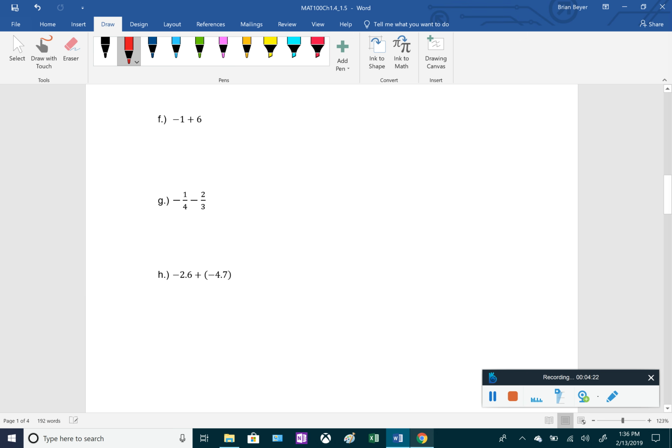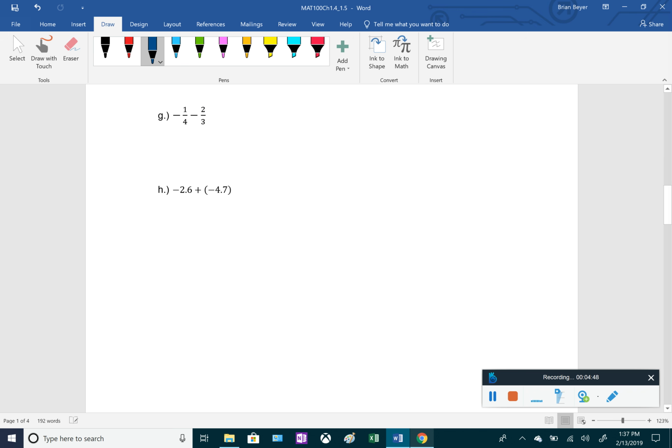Okay, I'll do 3 more here. So -1 plus 6. I won't draw the number line out this time. I'm going to say this is going to be 6 plus -1, or just 6 minus 1. So this is going to be 5. If you wanted to do it the other way with the number line, like I did before, start at -1, move it 6 to the right.